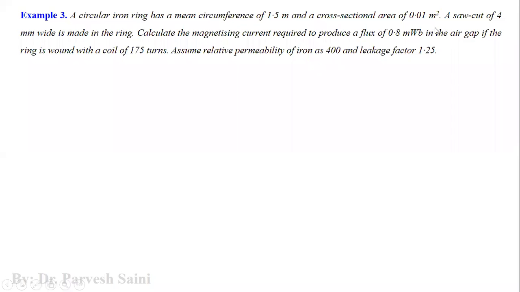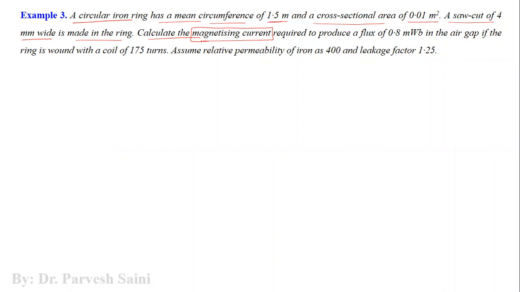So let us come to the example number 3. In this example, the statement is a circular iron ring has a mean circumference of 1.5 meter and the cross-sectional area is 0.01 meters square. A saw cut of 4 mm wide, that means this is the air gap, is made in the ring. Calculate the magnetizing current. So we have to find out the magnetizing current.